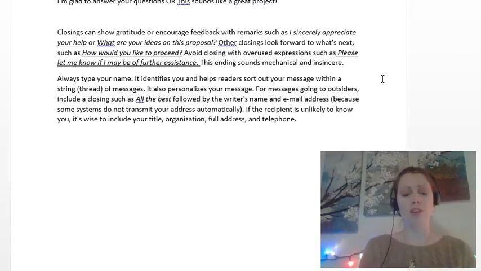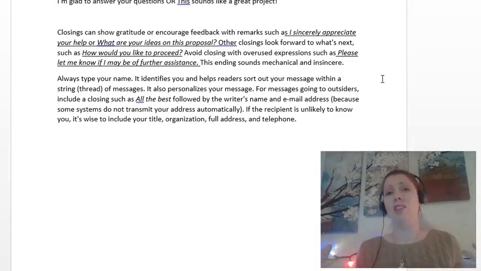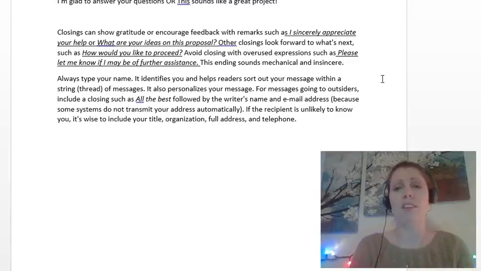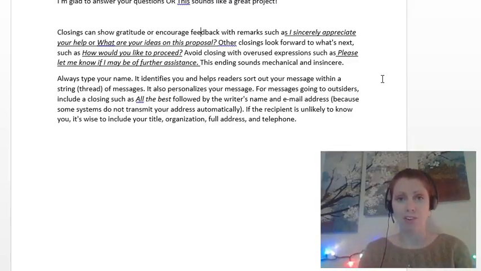Now, make sure that you do type your name. It identifies who you are and it helps the reader sort out your messages within a string of messages, especially if you've got like 3, 4, 5, 15, 30 people in one message. You definitely need to be signing off, even if you're only giving 1 or 2 word answers, so that people know who's saying what. Sometimes your email address isn't generated, so it could also be a good idea to include that.